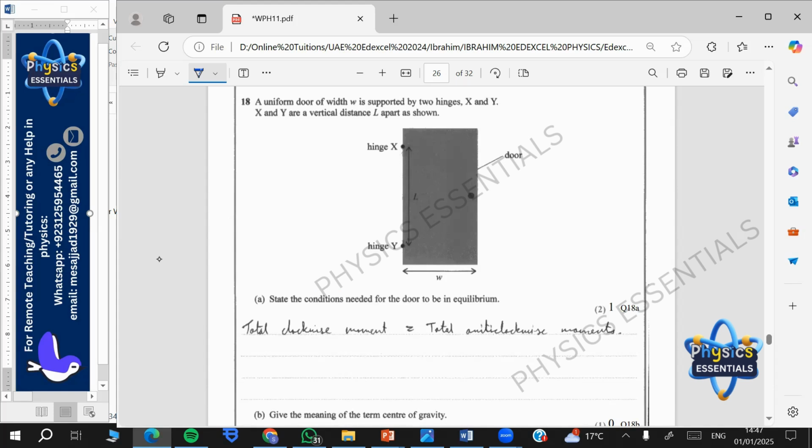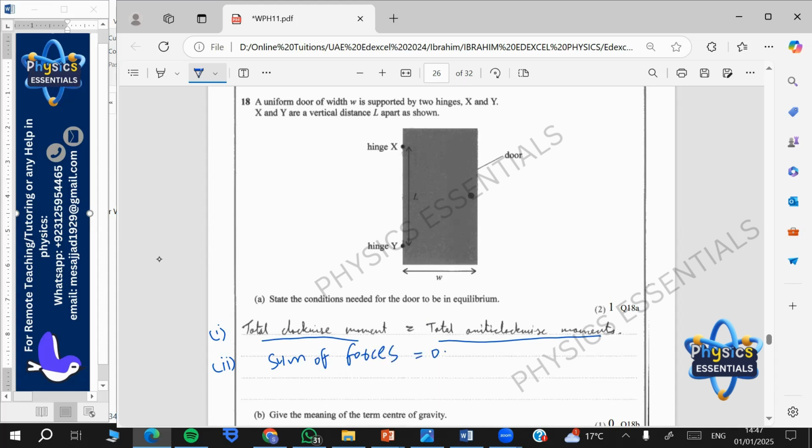A uniform door of width W is supported by two hinges, X and Y. X and Y are vertical distances L apart as shown. State the conditions needed for the door to be in equilibrium. Clockwise moment equals anti-clockwise moment. This is one of the conditions, not the second condition. The second condition is that the sum of forces acting on the body is 0.